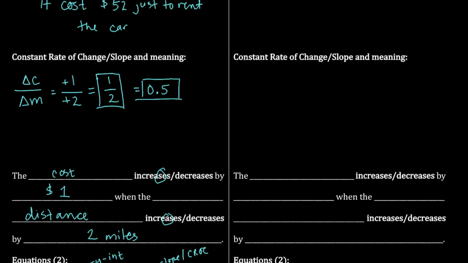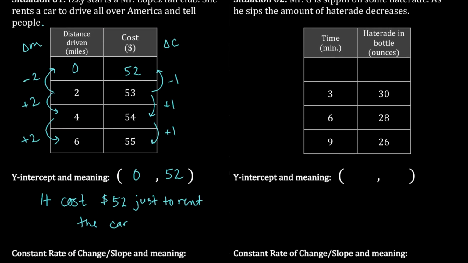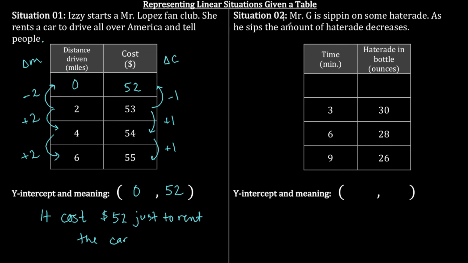Okay, so let's do another one. Situation 2. Mr. G is sipping on some haterade. As he sips, the amount of haterade decreases. So the haterade in the bottle, number of ounces. So, even before we get there, let's figure out what we got to do. Y-intercept. To get to the y-intercept, the first number has to be 0. So I'm going to have to go backwards. So I need to figure out how to go forward.